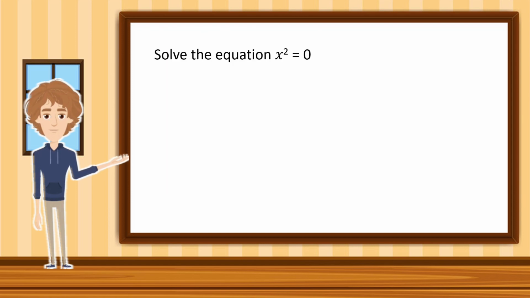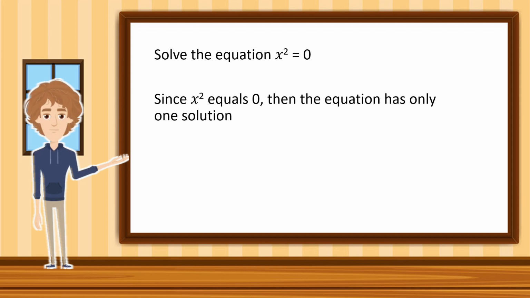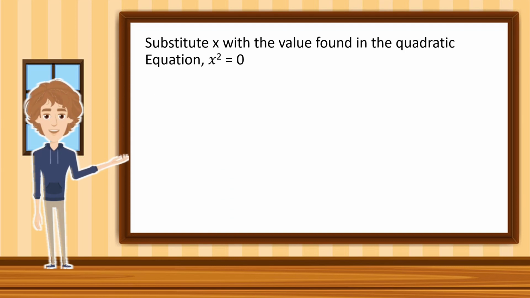Now, how about this one? Solve the equation x squared is equal to 0. Since x squared is equal to 0, then the equation has only one solution, which is stated in the second property. The solution is x is equal to 0.